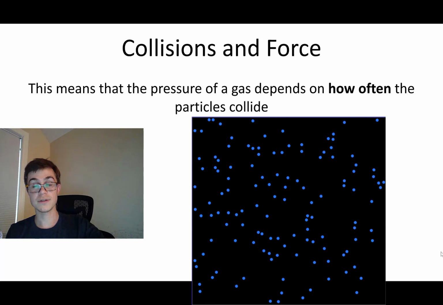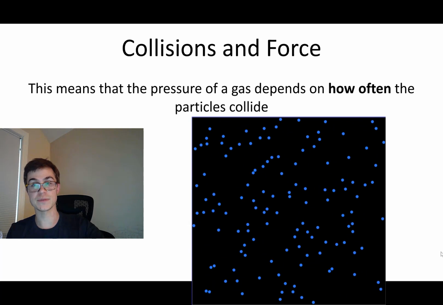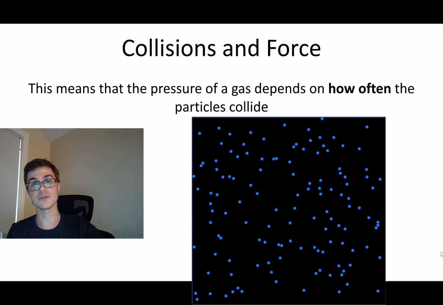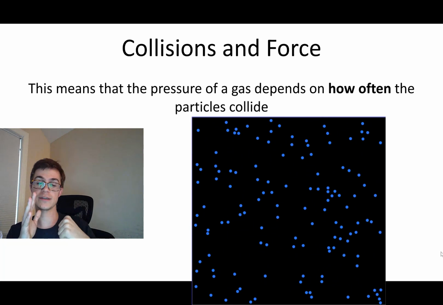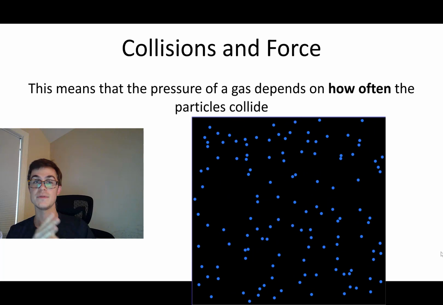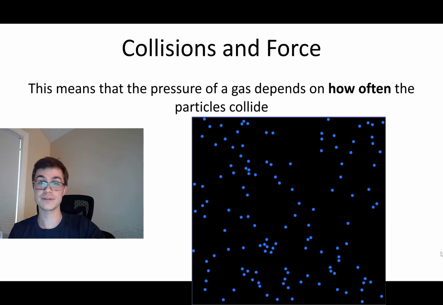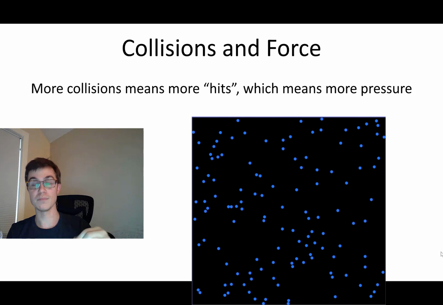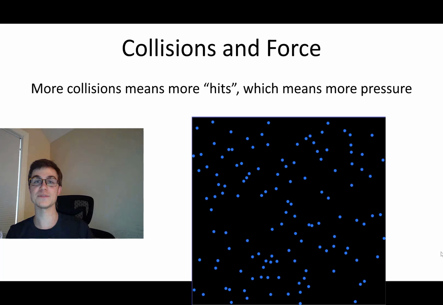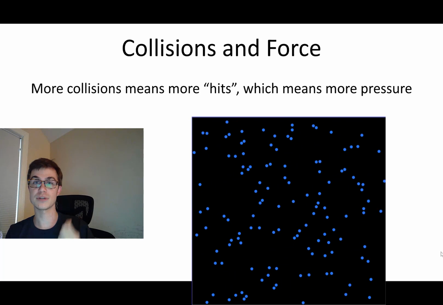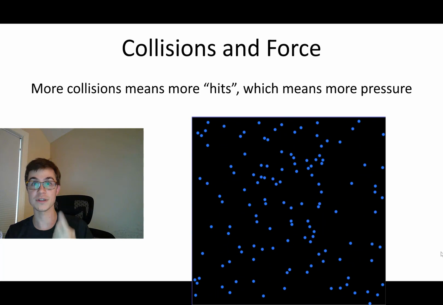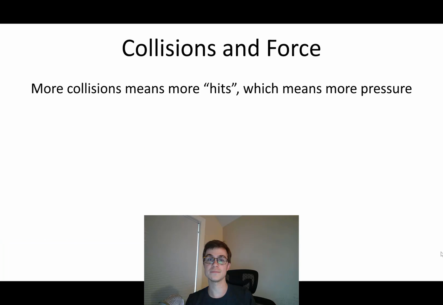So the pressure of a gas, the amount of force that it exerts on the walls around it, depends on how often these particles hit the wall. If you hit very slowly, then there's not going to be very much force. But if you hit very quickly, there's going to be a lot of force, and it's going to push back with a lot of pressure. More collisions means more hits, and that means more pressure. That's what I want you to think about: the pressure that a gas exerts in terms of this picture of tiny molecular bouncy balls.